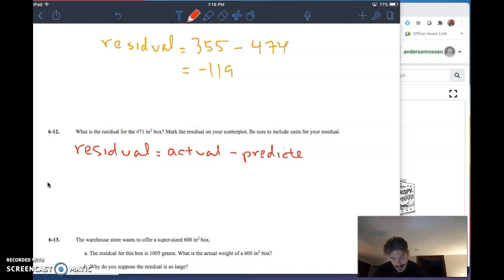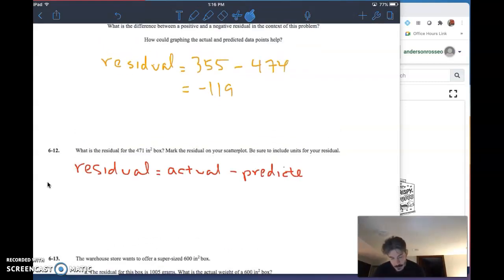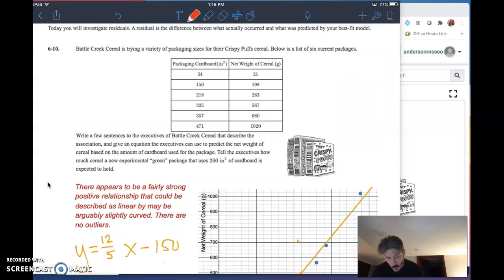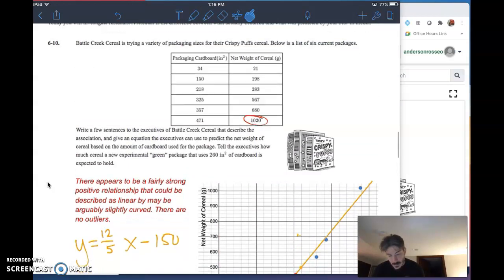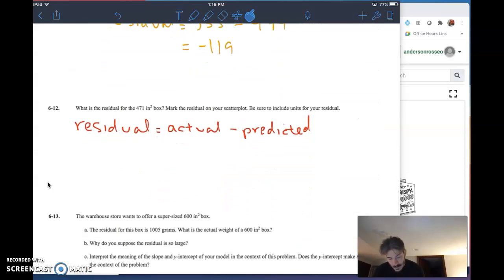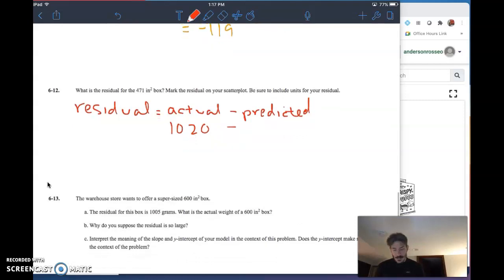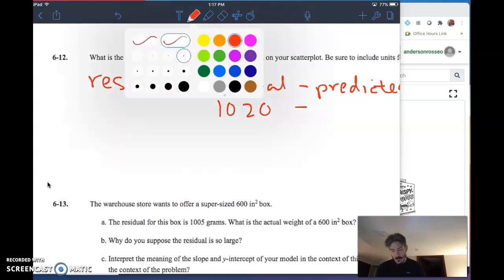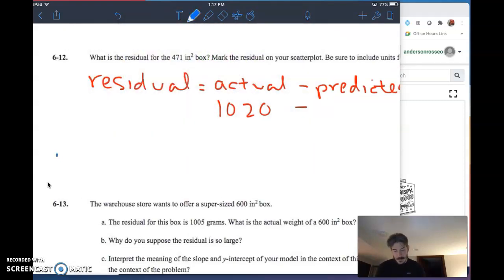Okay, well, the actual is something I got to look up. Predicted, sorry about that, got to spell that correct. The actual is something I can look up. They tell me it is the 471 square inch box, and that is a 1,020 gram container. Well, great. Now what I need to do is figure out my predicted value. My predicted value isn't too bad, and I'm going to do this down over here in blue.